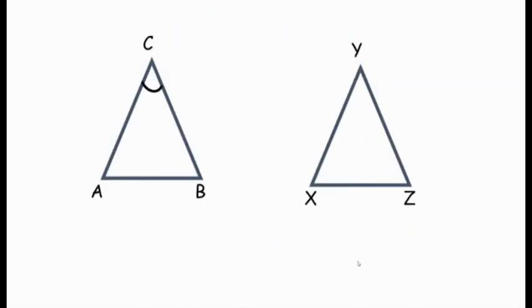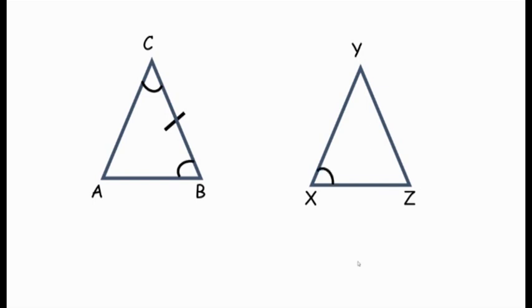We also have an included side too. An included side is right between two angles, angle C and angle B. We need to find an included side that will be between these two angles. That will be side CB. So side CB is considered an included side.